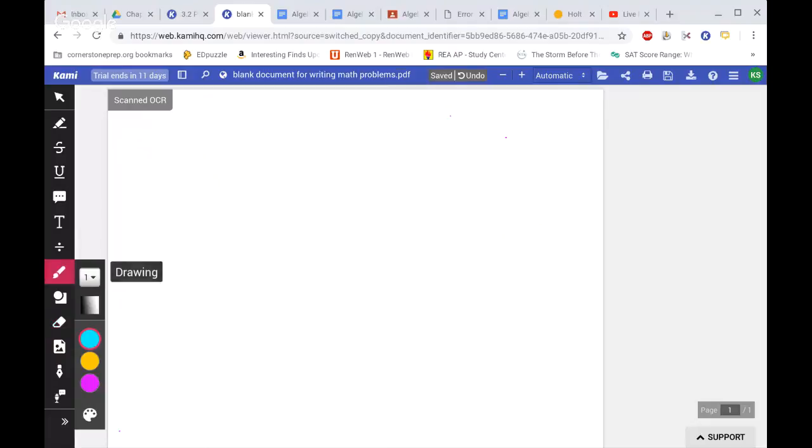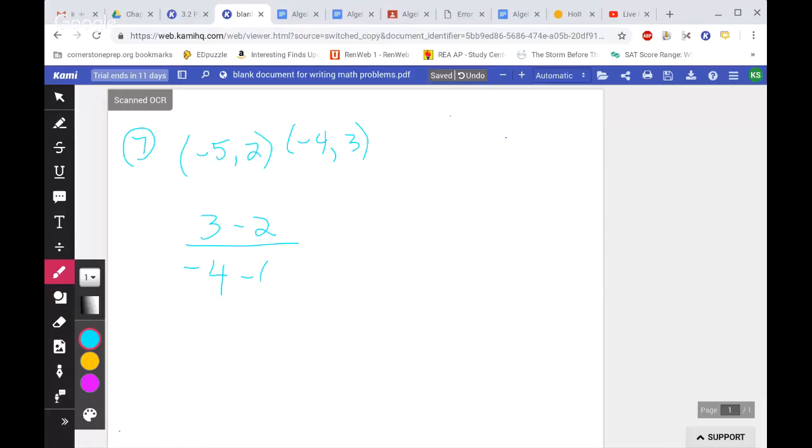All right. Number 7. Write an equation in point slope form and standard form of the line that passes through the given points. So we have (-5, 2) and (-4, 3). Very first thing we're going to do is find slope. Once again, that seems to be a pattern or a theme. So 3 minus 2 over -4 minus -5.